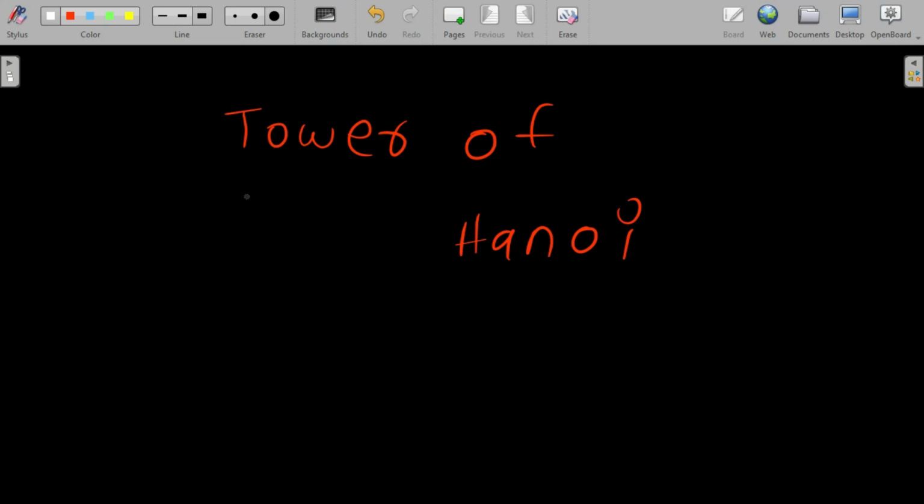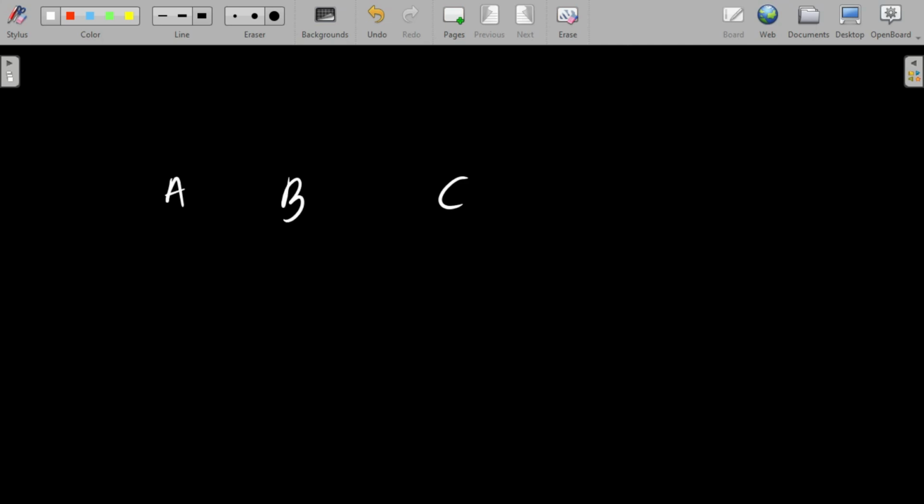So in today's lecture we are going to learn a very famous problem called Tower of Hanoi. This problem is important because it helps us to understand recursion in a simple way. So without any delay, let's begin.